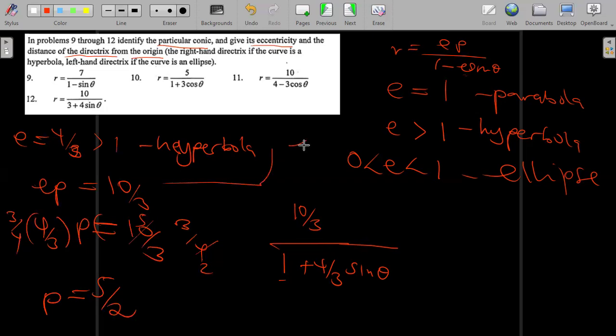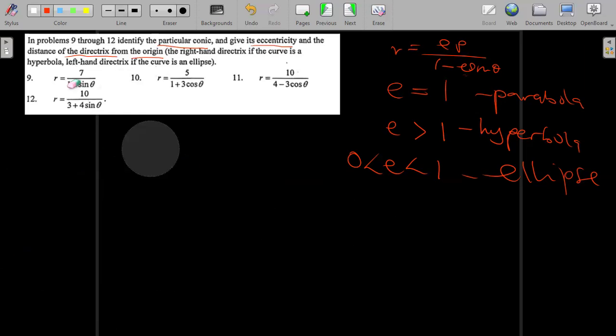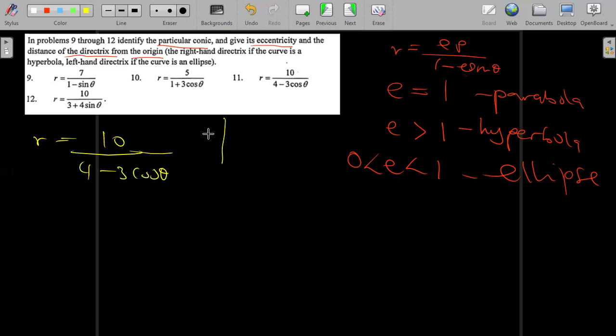Hyperbola, 1 identified. 2, you have your eccentricity. 3, the distance is just 5 over 2. And that's for that one. And then a similar thing happens to the other one, which is question 11, where you're just saying r is equal to 10 over 4 minus 3 cos theta. Because it's in cos, it's negative there in between. We know it's going to be a vertical line cutting the x-axis in the negative region.